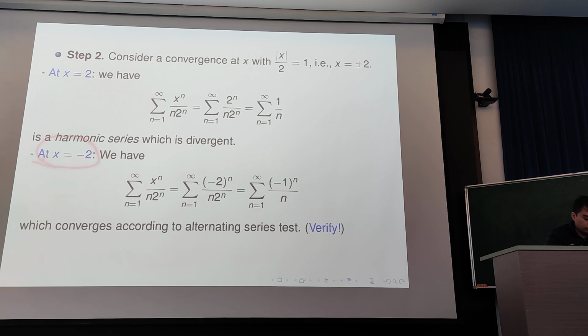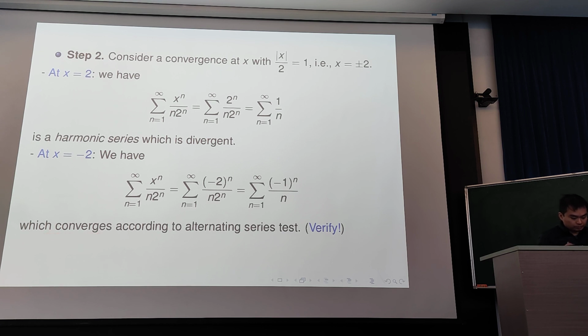At x equal to -2, we have this alternating series. It satisfies that the sequence Bn, which is 1 over n, decreases to 0. That is the alternating series test. I just remind you about the alternating series test, and that concludes the convergence of the given power series at x equal to -2.